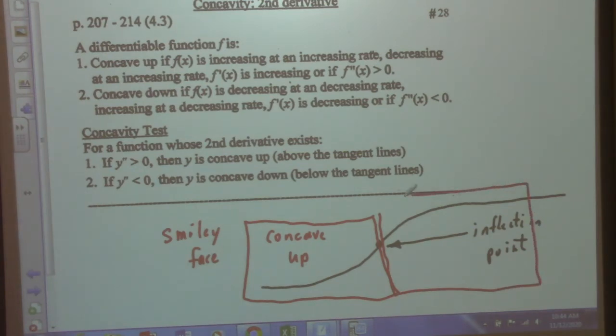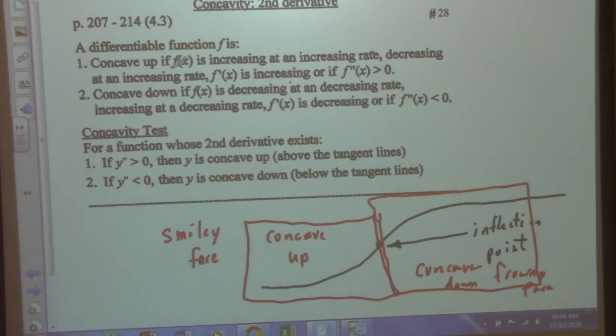And then we have this piece over here. This piece over here we call concave down. And this would be what we call a frowny face, maybe. So that's just a graphical conceptualization of what's happening here.